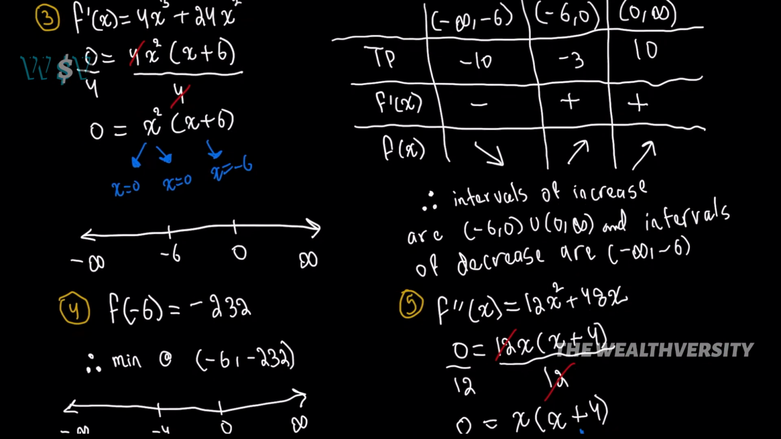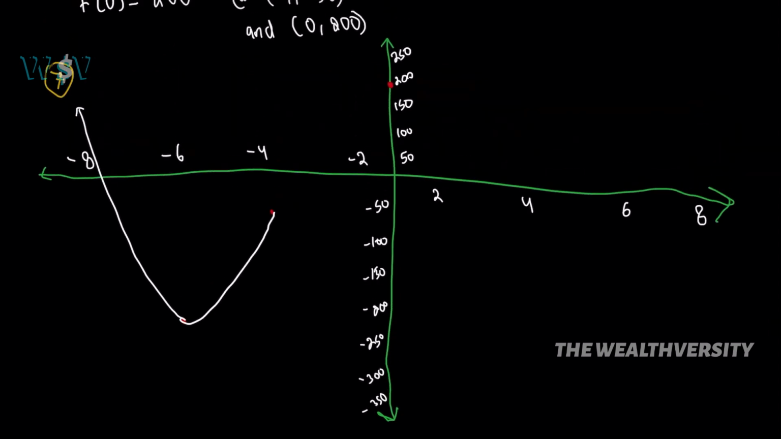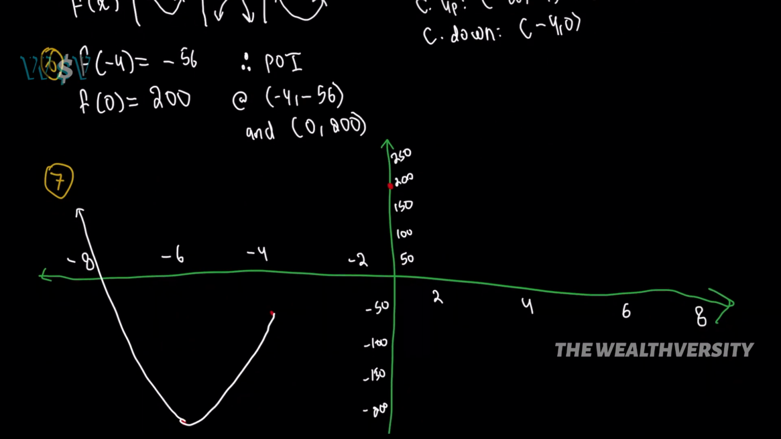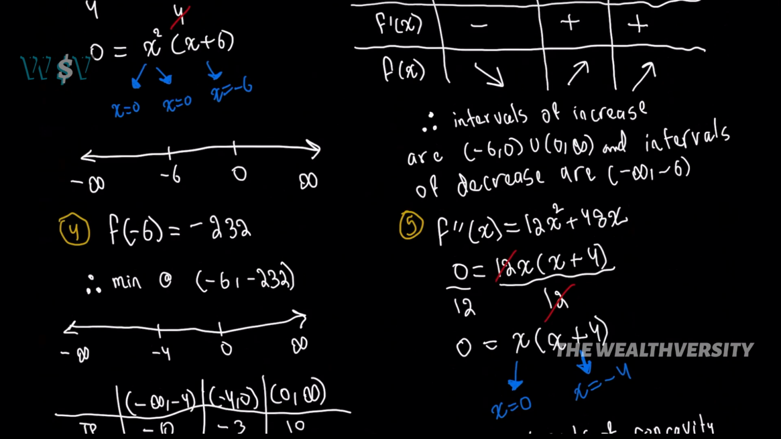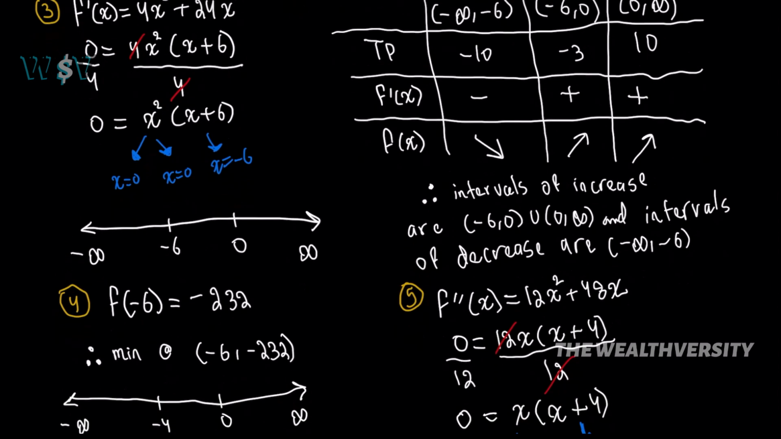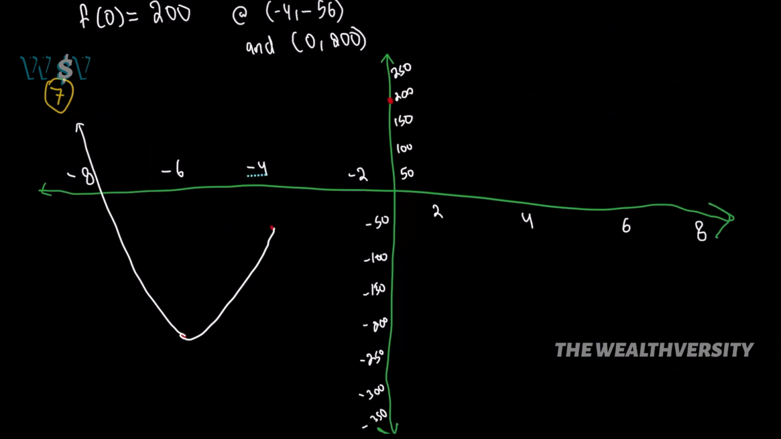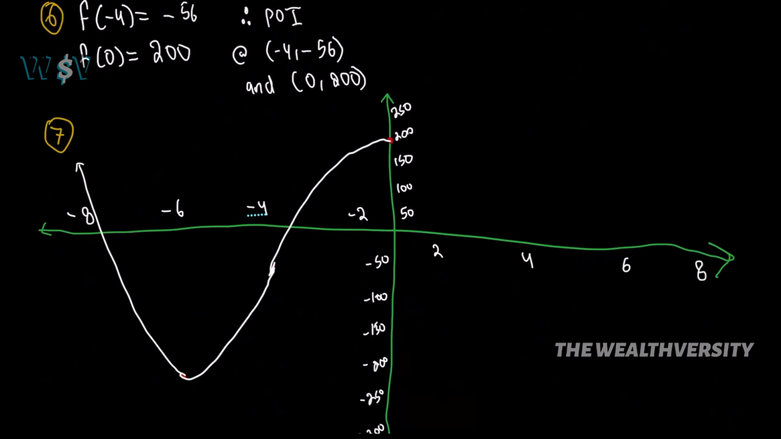Next, we connect these points together, and we make sure that the intervals of increase and decrease as well as the intervals of concavity match the graph. So yes, the function is decreasing from negative infinity to negative 6, and increasing from negative 6 to infinity. The function is indeed concave down from negative 4 to 0, and is concave up from negative infinity to negative 4 and from 0 to infinity. So this is the correct graph sketch for the function f of x is equal to x to the power of 4 plus 8x cubed plus 200.